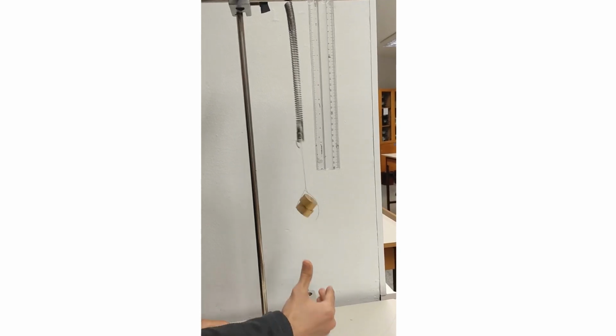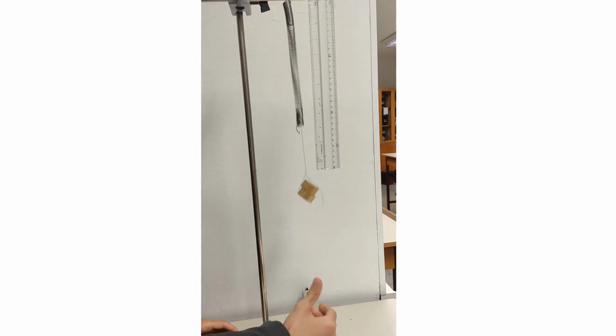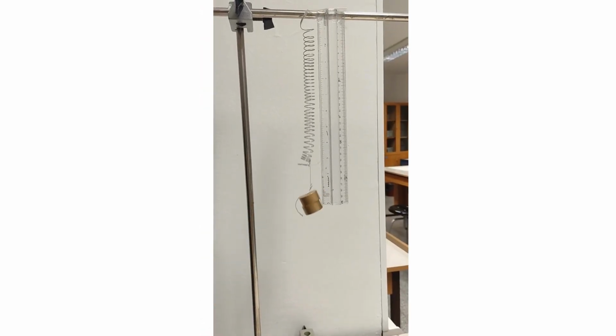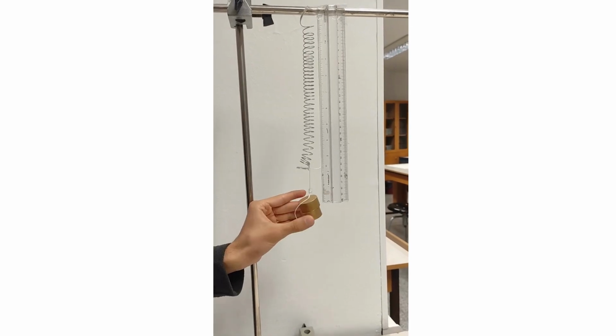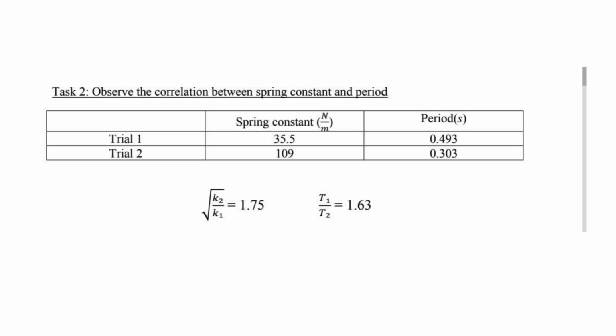In task 2, I investigated the correlation between spring constant and period using spring 1 and spring 2. I put a 200 gram mass on both springs, pulled the springs down, and then released them. I calculated their period using the video. By the results I got, I saw that the period approximately decreases, inversely proportional to the square root of the spring constant, as the spring constant increases, just as you can see in the task 2 table.